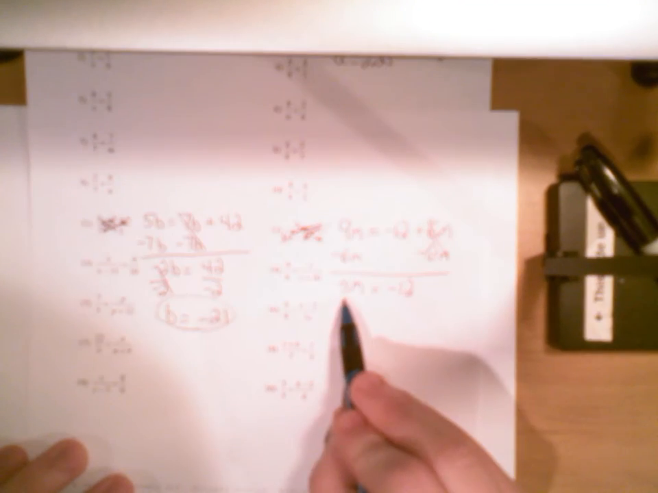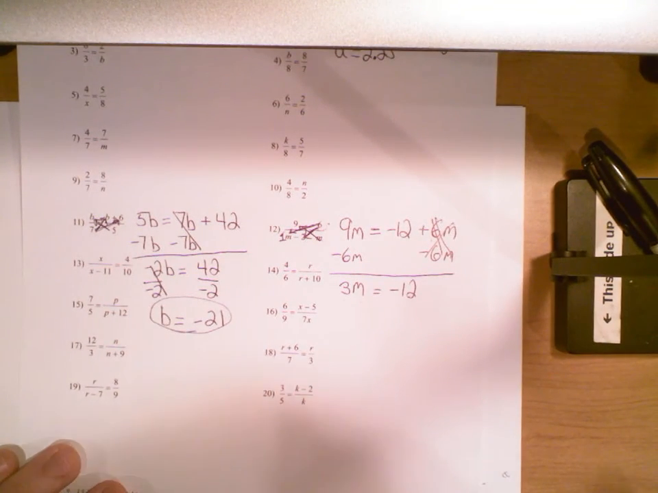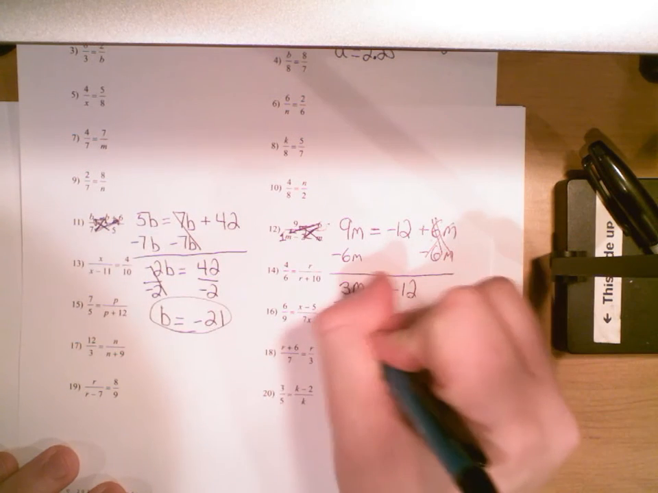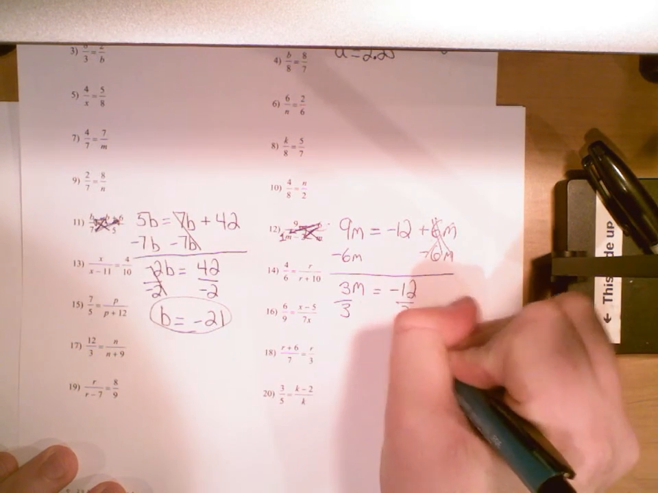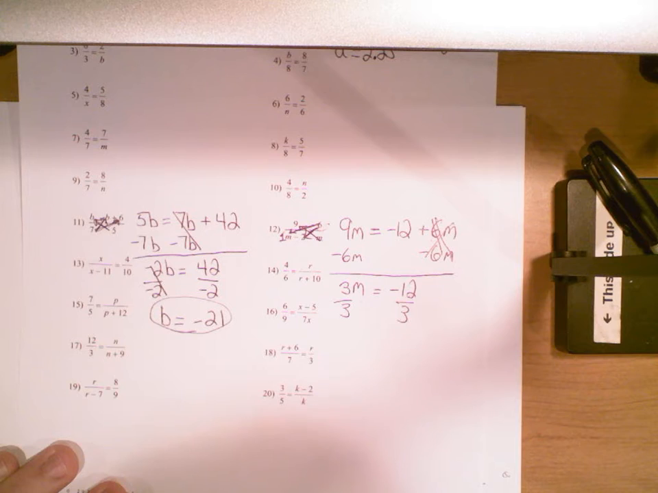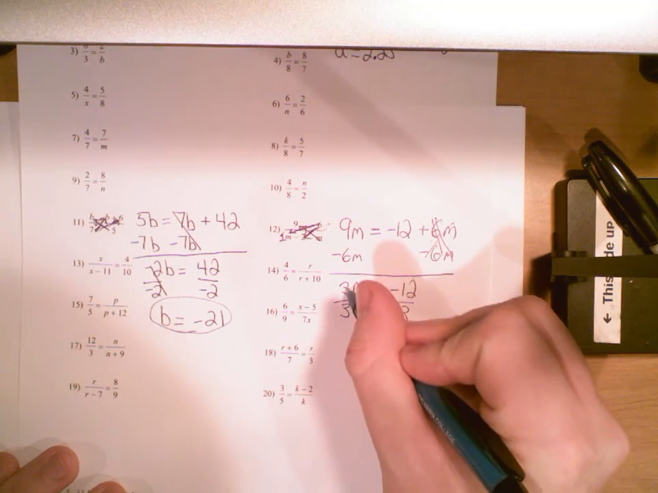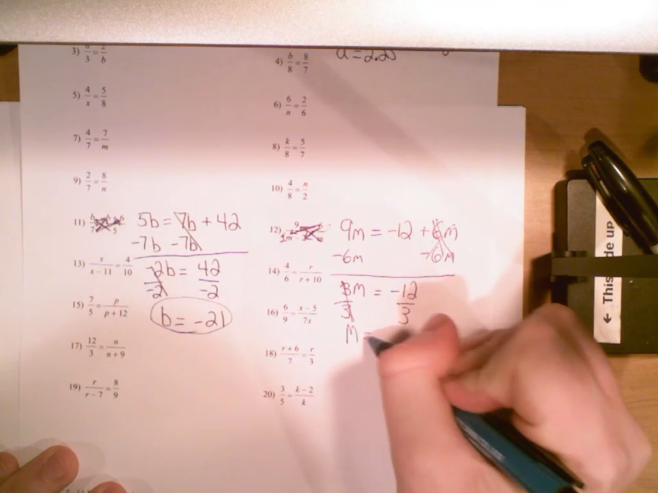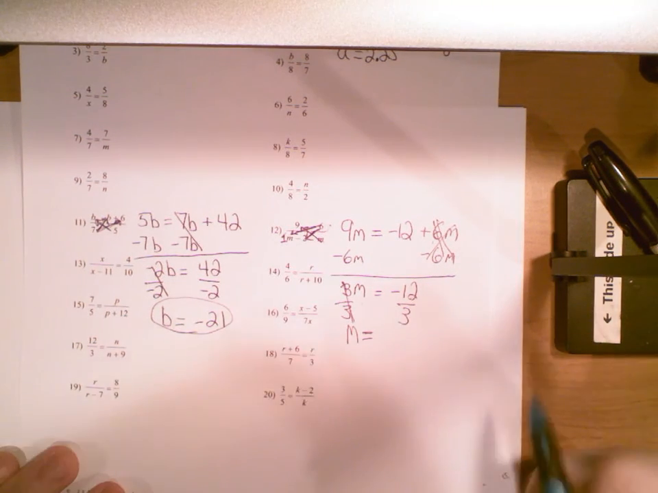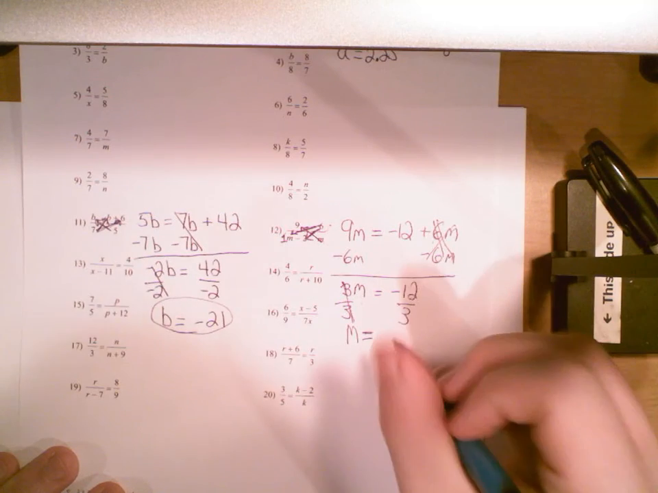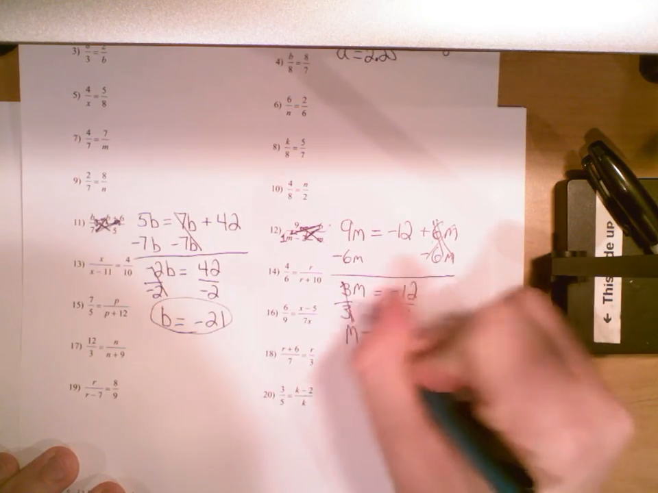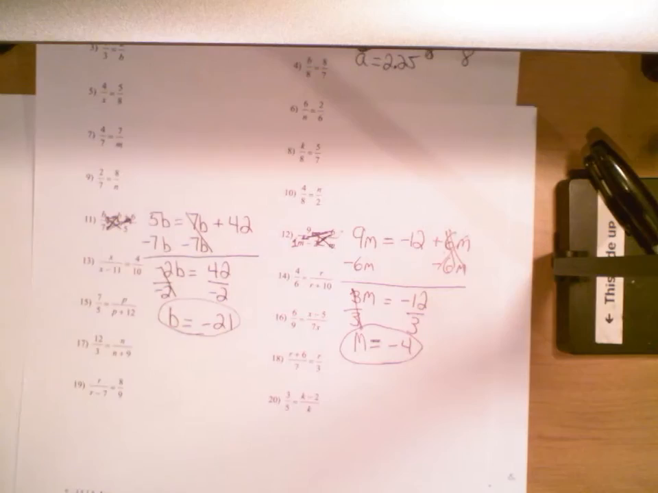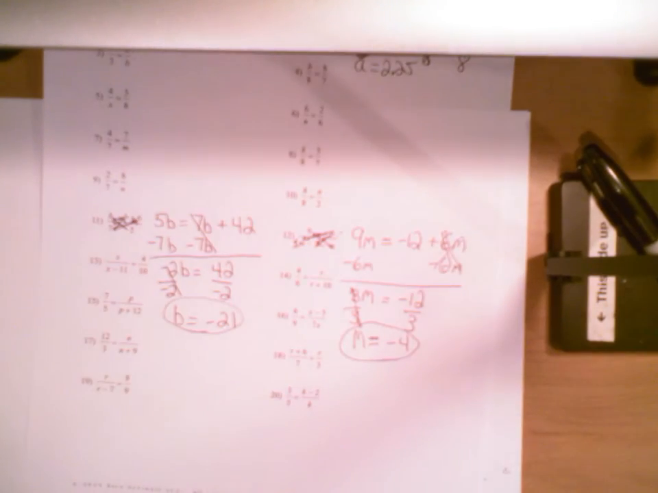9 minus 6 is 3. Now I have a one-step equation. Since 3m is being multiplied here, that means I need to divide on both sides. 3 and 3, just like that. When I divide them both, I know that 3 divided by 3 is 1. I could cross that out and bring my m down, so now my m is alone. 12, negative 12 divided by 3 would be a negative 4. That's your answer. And that's all there is to proportions.